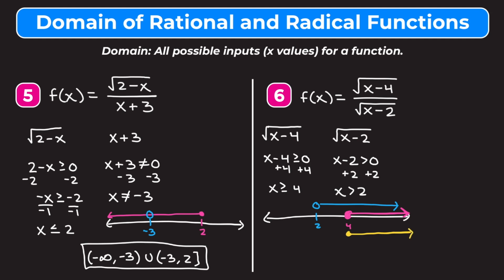It doesn't matter that the bottom part can be greater than 2, because if we plug in something like 3 into the top part for x, it's going to make the top negative, which we can't have. So our domain is just going to be that x is greater than or equal to 4. And we can write that in interval notation as 4 with a hard bracket up to positive infinity.